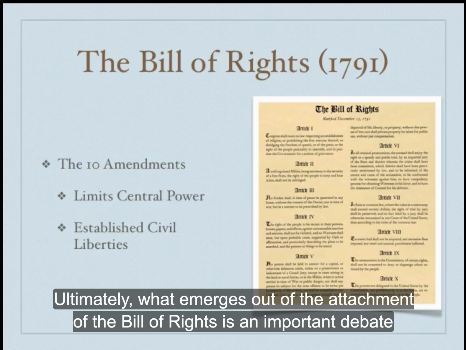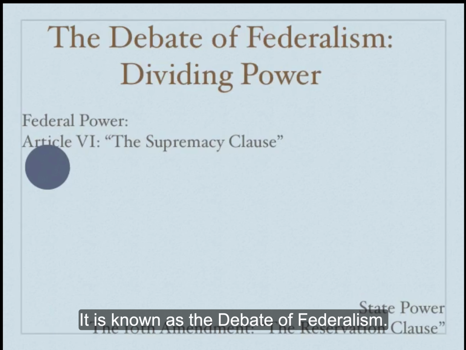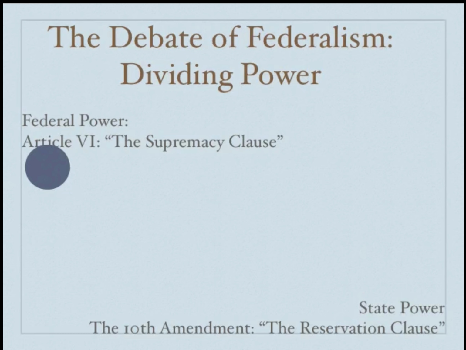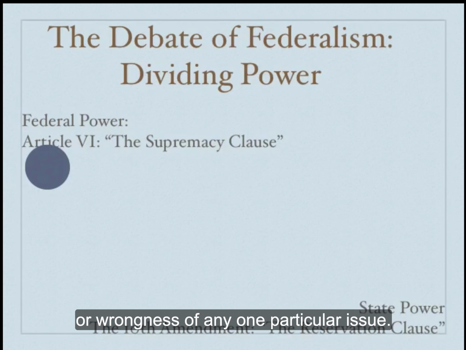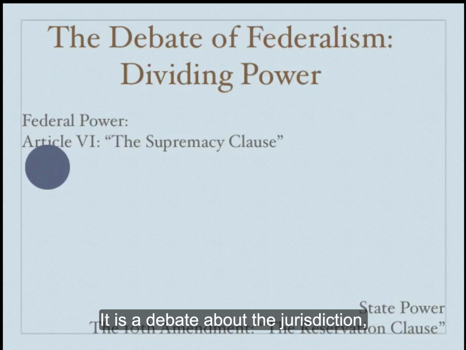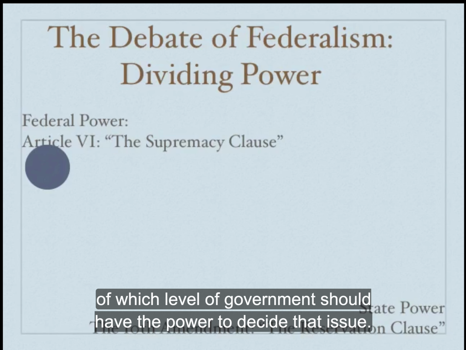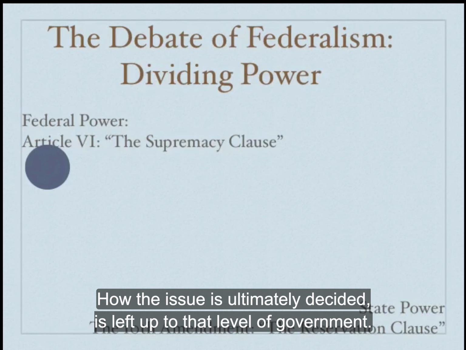Ultimately, what emerges out of the attachment of the Bill of Rights is an important debate that has really ground a lot of the most important issues in American politics. It is known as the debate of federalism. The debate of federalism is not a debate as to the rightness or wrongness of any one particular issue. It is a debate about the jurisdiction of which level of government should have the power to decide that issue. How the issue is ultimately decided is left up to that level of government.